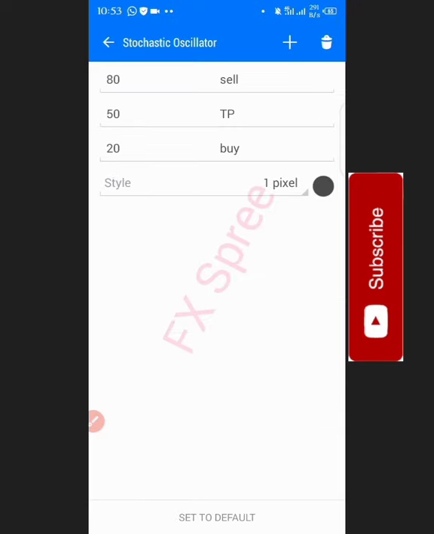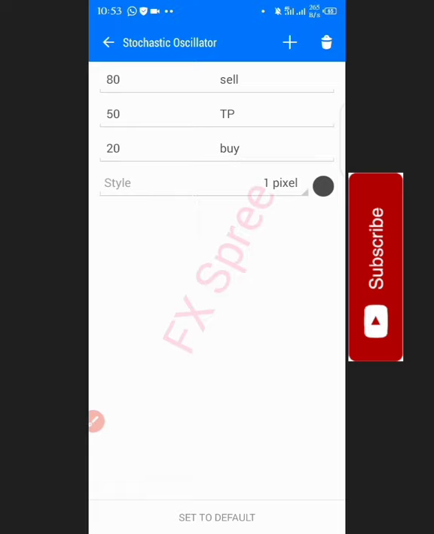The levels, we have 80 to be our sell level. We have 50 as TP for those people with a small account like 10, 20, and so on. It's not even advisable for 10, so let me say 20 upward. Then if you have 100 plus, you can exceed level 50 as your TP. But if it is 20, once the trade gets to 50 on the indicator, that is your TP. You exit the trade, close the trade with profit.